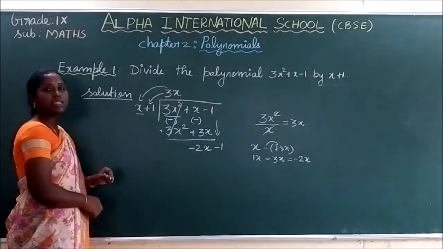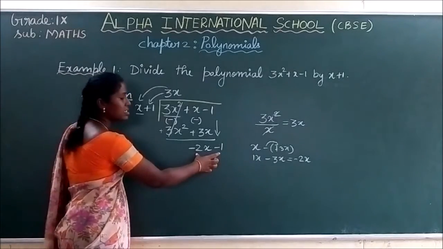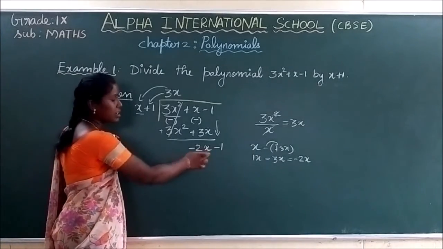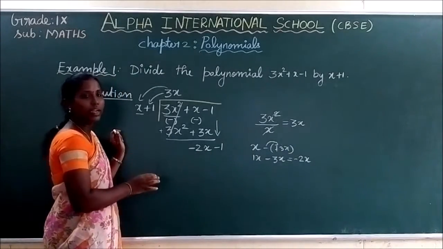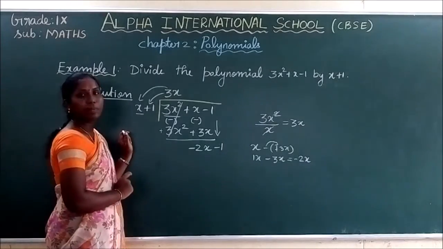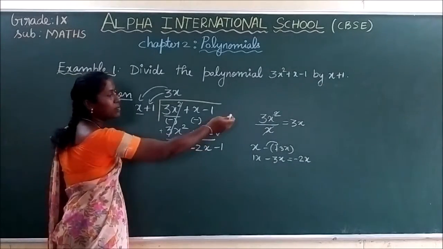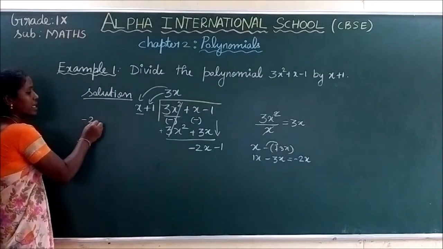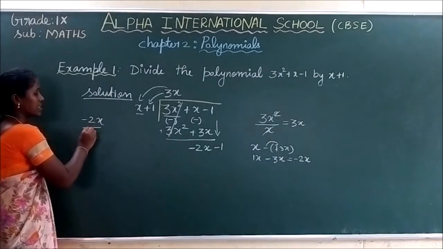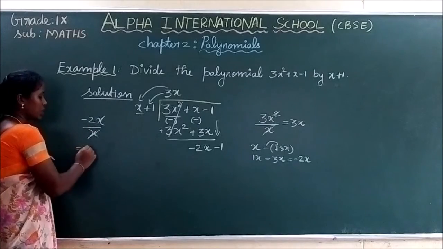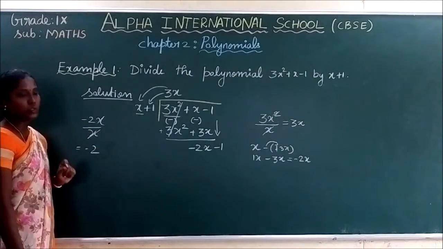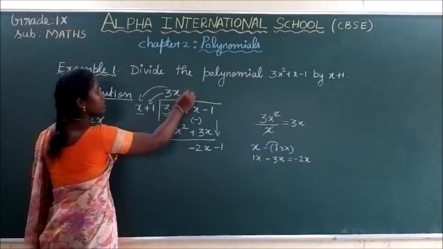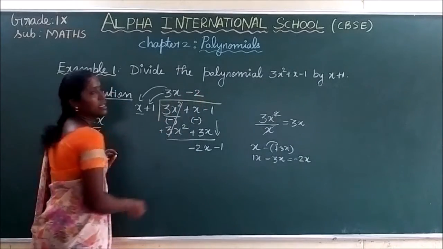Now going to the second step. Consider this as the dividend. Now consider the remainder we get as the dividend and divide by x plus 1, as we did first. Consider the first term. What is the first term? Minus 2x. Here the first term is x. If you are dividing these two terms, what is the result we are getting? Minus 2. Okay. So the next term of the quotient is minus 2.